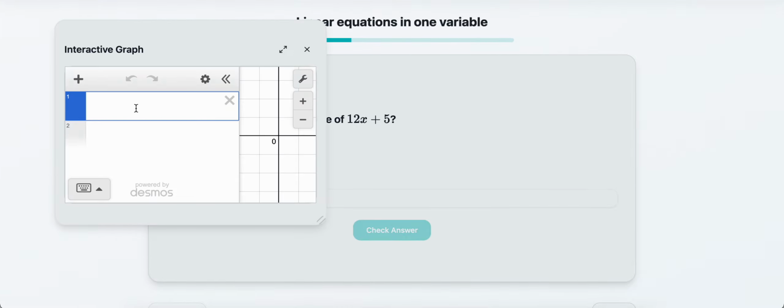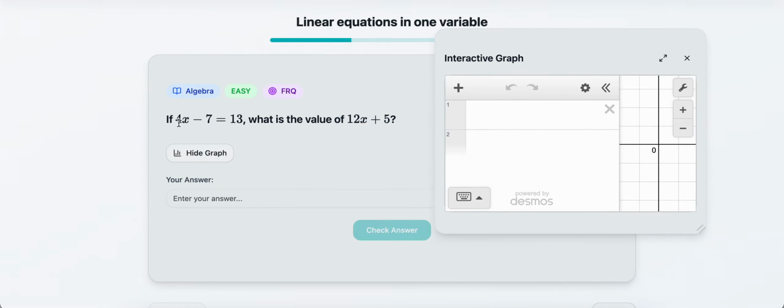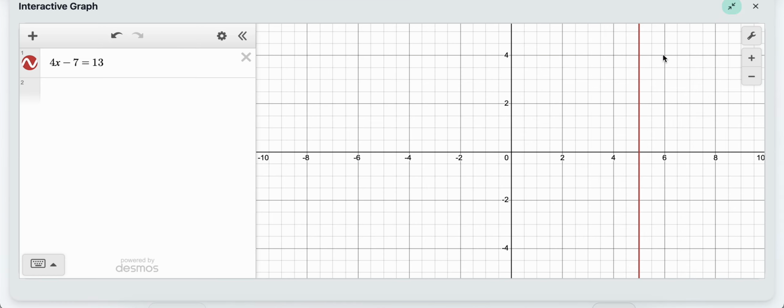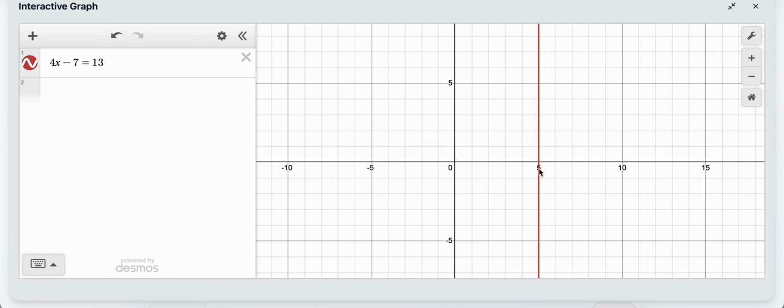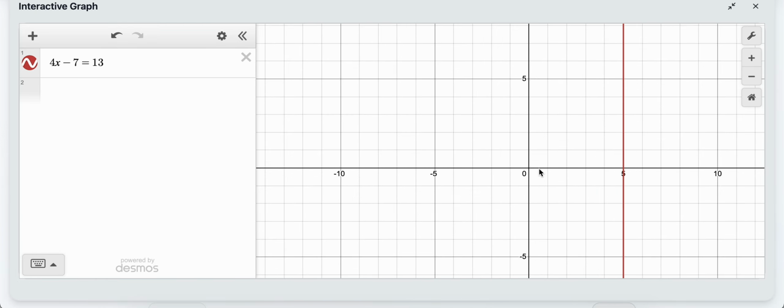The way that you can solve this using Desmos is you see this equation, 4x minus 7 equals 13. All we need to do is plug that equation into Desmos. You can plug an equation into Desmos and you'll see that we get this vertical line, right? And the reason why we're getting this vertical line is because if you were to solve this equation, if you were to simplify it, like we did before, you would get x equals 5.